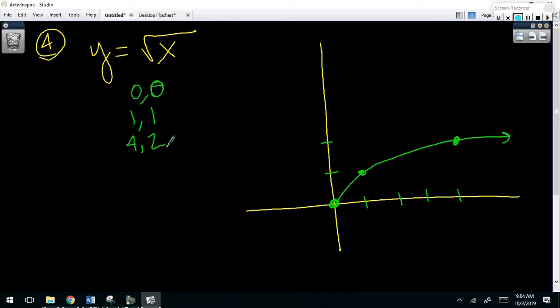What's the domain? Remember, I have a radical, so that's impacting my domain. What is it? Negative or 0. That's exactly right. How about the range? Same thing. It's the same thing. Now, end behavior is a little bit different because, and this is where things start to get a little bit sticky, but they're not bad.